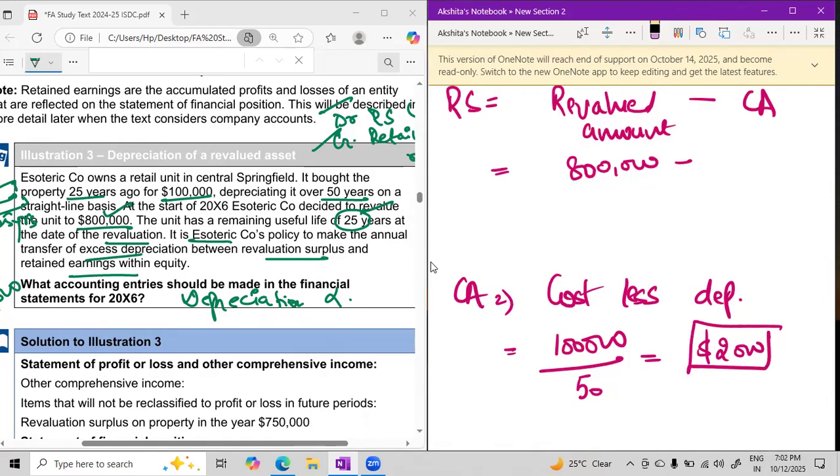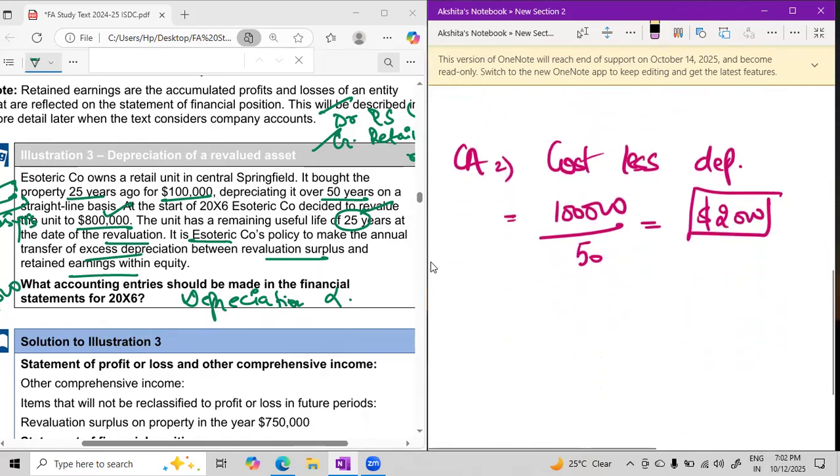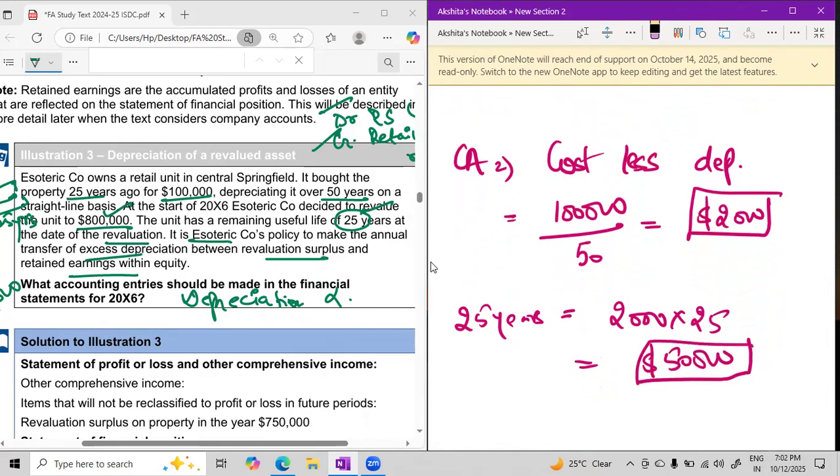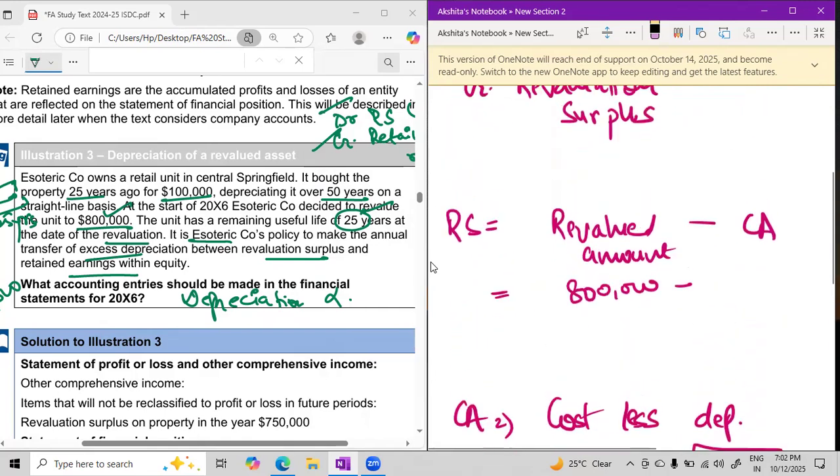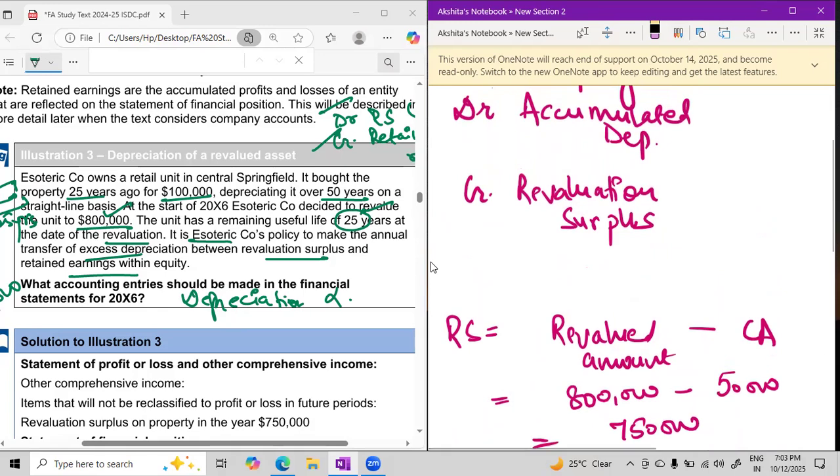This was depreciation for 1 year, but now we are revaluing it after 25 years. Okay, so the accumulated depreciation for 25 years. If depreciation for 1 year is 2,000, so depreciation for 25 years would be 2,000 multiplied by 25, which is $50,000. Okay, so this is the accumulated depreciation of your asset. So from here, deduct 50,000. So 8 lakhs less 50,000 is 7 lakhs 50,000. Okay, so here in the revaluation surplus, you will write 7,50,000.